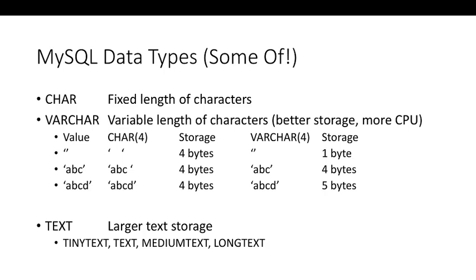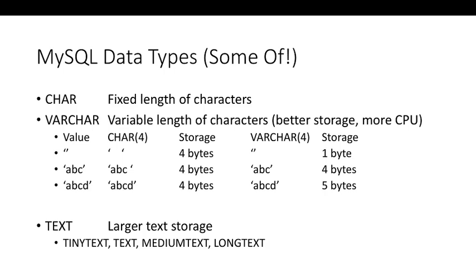So there's a little comparison that goes down there, showing you if we store a value of a string, the difference in storage between char 4 and varchar 4. If we have an empty string, char 4 still uses 4 bytes. Whatever we put in, we're always using 4 bytes. Varchar, on the other hand, with an empty string only uses 1 byte, because the only thing it stores is the number 0 to say that it's 0 bytes long.